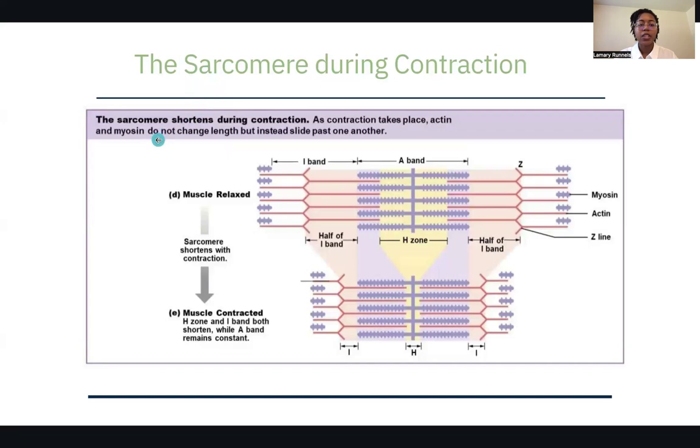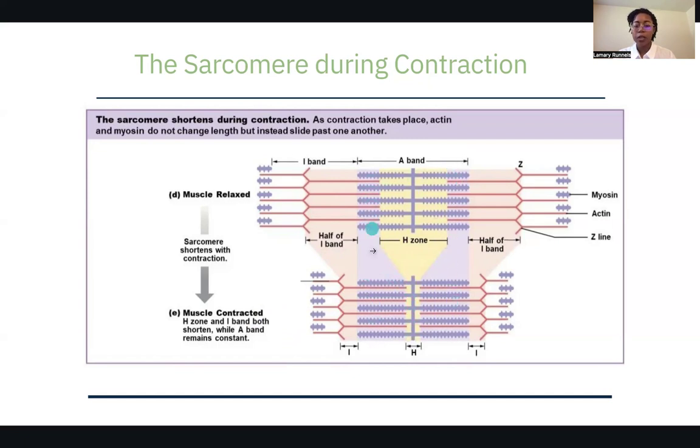And then this is a diagram showing what a sarcomere looks like during contraction. So at the top right here, this is when the muscle is relaxed and everything is just kind of stretched out and in its relaxed state. And then at the bottom, this is when the muscle contracts. And so the H zone and I band both shorten. So this I band right here shortens, and the H zone, this yellow portion, shortens, while the A band remains constant. So the A band does not move.